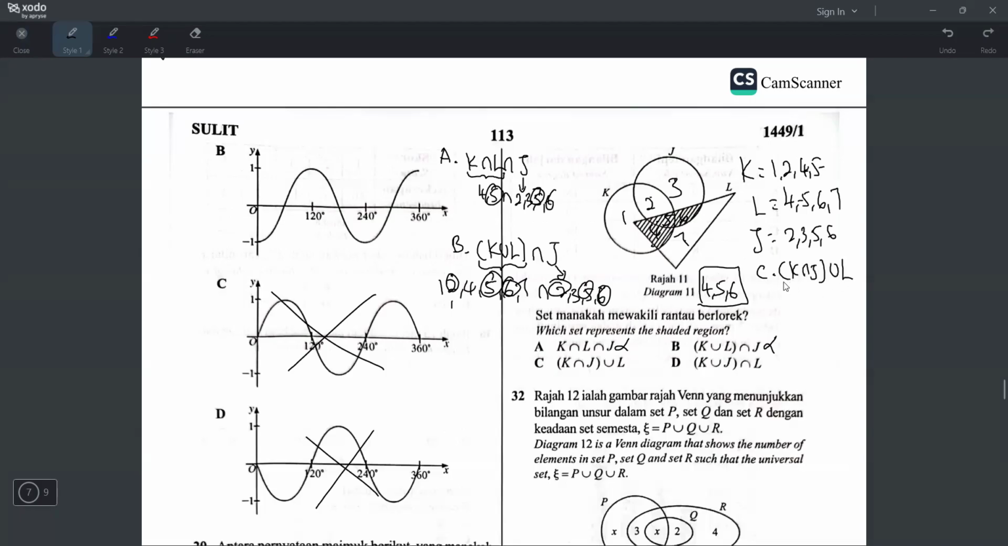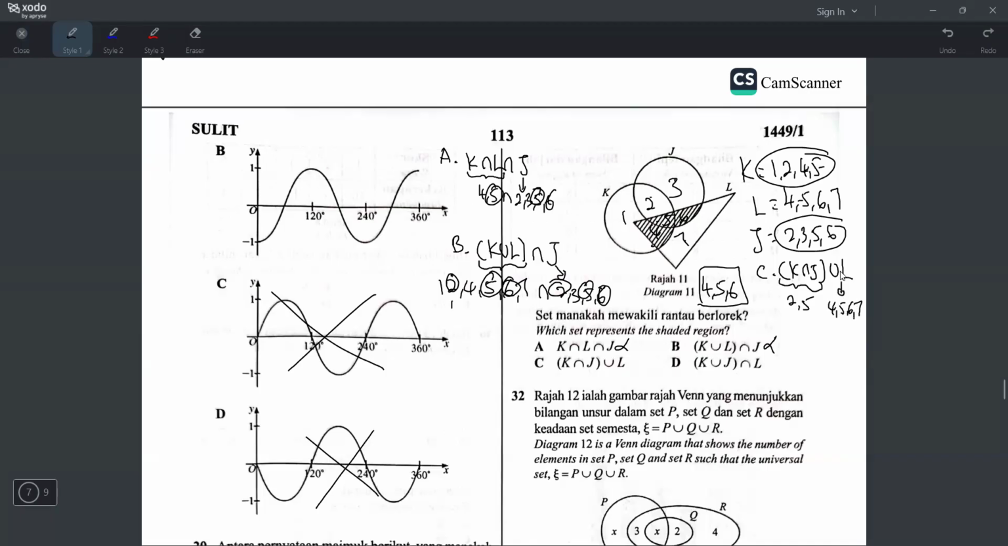Okay, K intersect J, what is the answer? So K and J, dia punya overlap is 4, 5. Okay. And then union L is 2, 3. L is, wait. Silap. Silap tengok. K intersect J is yang ini dengan yang ini punya overlap. Okay. So 2 and 5. Okay. And then union L. L is 4, 5, 6, 7.